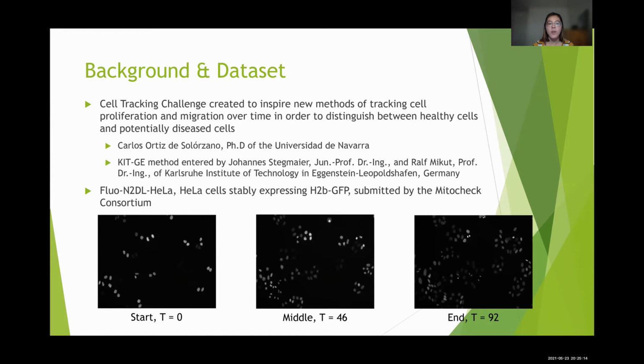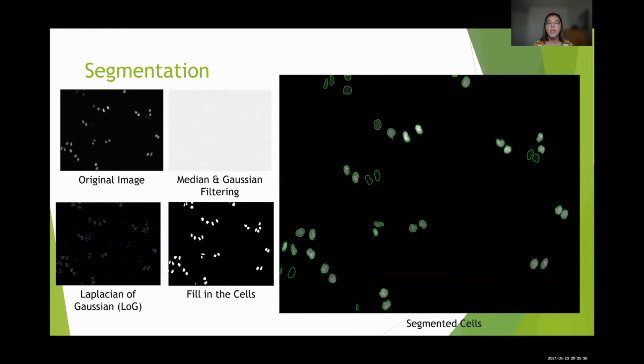On the far left, you have a frame from the start of the dataset at time 0. In the middle, you have a frame from the middle at time 46. And on the far right, you have a frame from the end at time 92. So let's move on to segmentation.